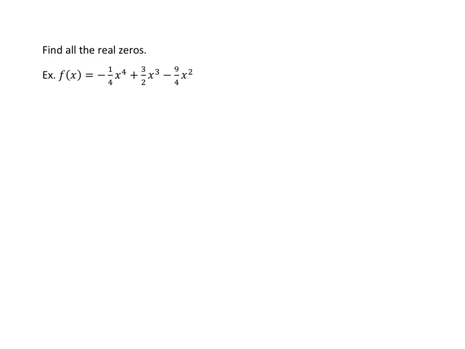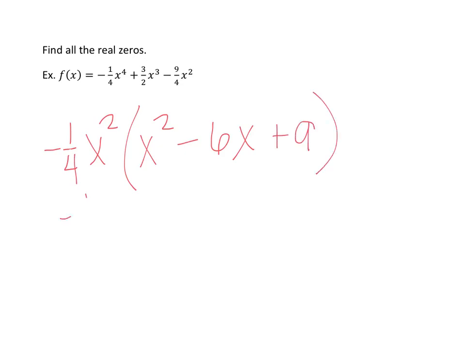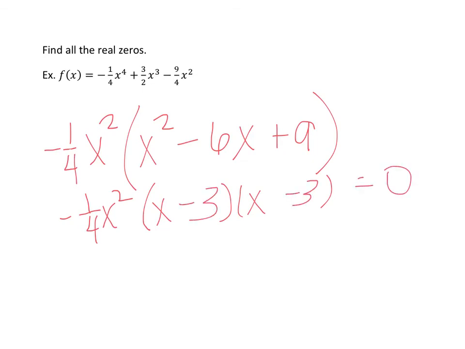Okay, I'm going to factor this one again. They all at least have an x squared in common, and I'm going to hope I can take a negative 1/4 out of everything. And let's actually write negative 1/4, parentheses. First one's easy. That's going to be an x squared. Second one, 3/2 divided by negative 1/4 leaves me with a negative 6x. And negative 9/4 divided by negative 1/4 is 9. So positive 9. Factor what's left. I've got negative 1/4 x squared. This will be x and x, multiplies to 9, adds to negative 6: negative 3, negative 3. Set all of them equal to 0. This one, x equals 0, and these two make the same thing, x equals 3.